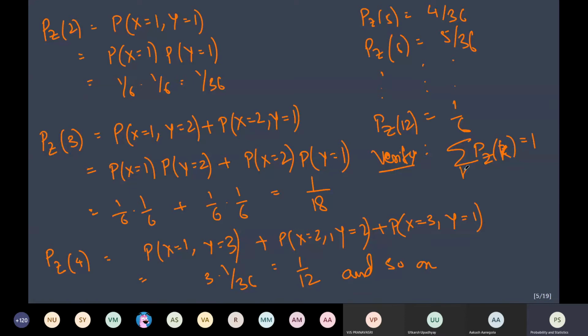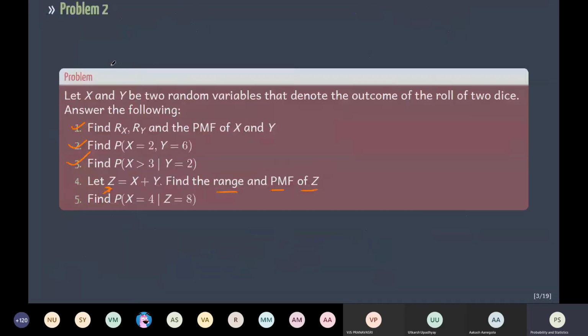So let us say K here. The sum over this K of the PMF should sum to 1. And then the last case was E. The question is the probability that X equals 4, given that Z is equal to 8.